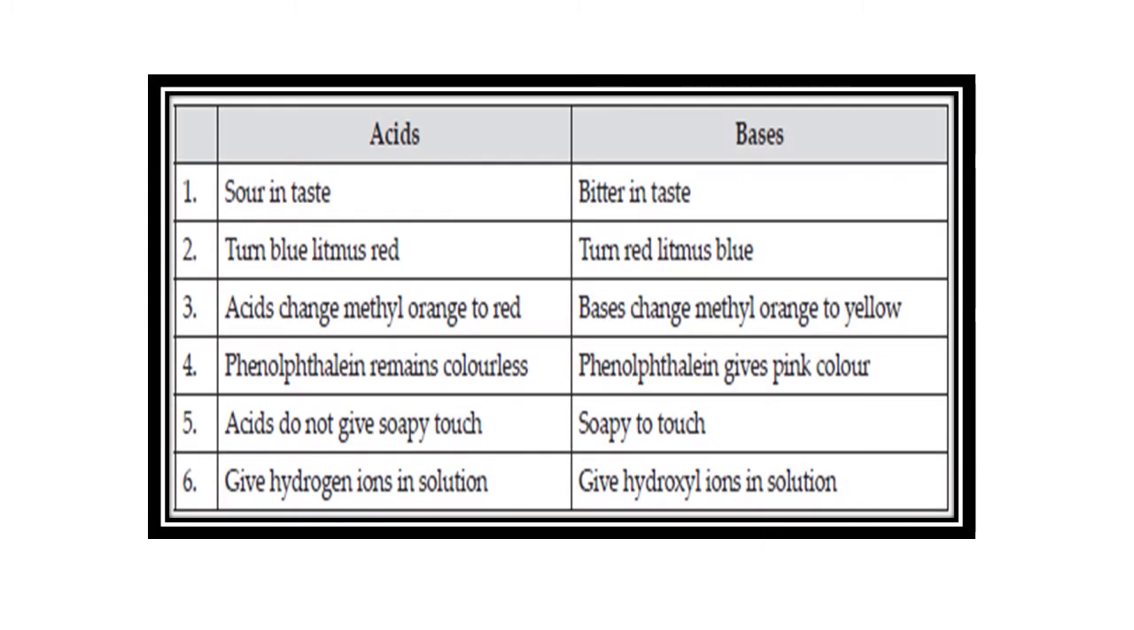The difference between acid and a base, a quick recap. Acids are sour, bases are bitter. Acids turn blue litmus red, bases turn red litmus blue. Acids change methyl orange to red, bases turn methyl orange to yellow. In acids, phenolphthalein remains colorless because the original color of phenolphthalein is also colorless. It doesn't have any color. It's a colorless compound. In base, phenolphthalein gives a pink color.